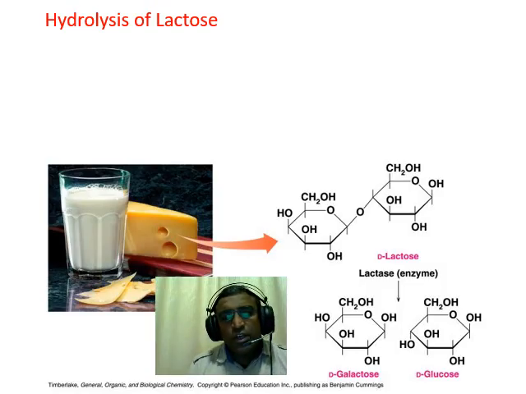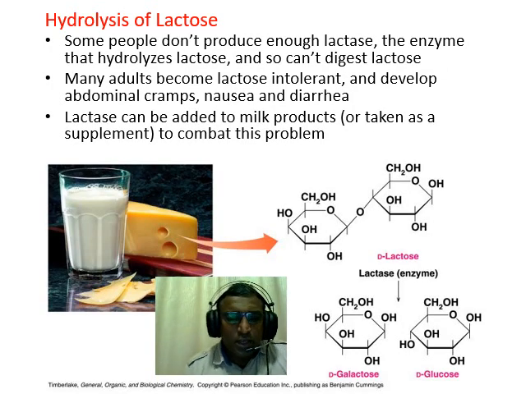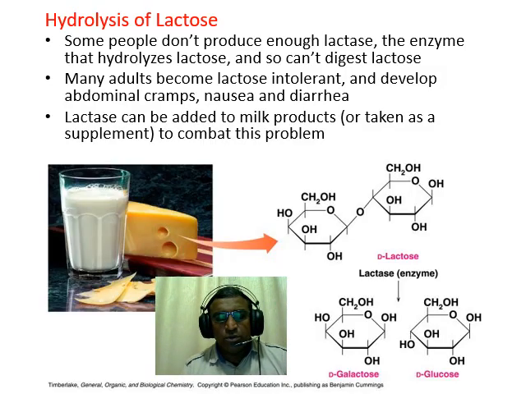In normal individuals, the hydrolysis of lactose will yield galactose as well as glucose. This galactose and glucose can then go from the digestive tract to the blood system, so no problem. But some individuals do not have the enzyme lactase sufficiently, or are lacking it compared to the majority of individuals.